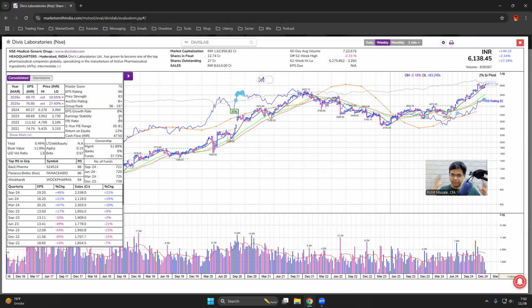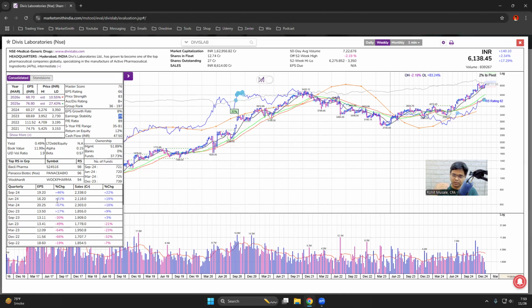Let me repeat that statement so that it gets concrete in your mind. The deviation of the EPS of Dewey's from its EPS trend line is more than the deviation of Dixon's reported EPS compared to Dixon's EPS trend line. So basically, the lower the number, the better it is. Just remember that. So this is what we need to look for.